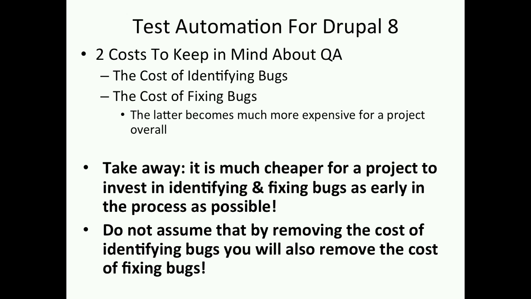Okay, the two costs, remember to keep in mind the cost of identifying bugs and the cost of fixing bugs. Unfortunately, in my experience, a lot of projects try to eliminate this part, the cost of identifying bugs. What that does is make the cost of fixing bugs a lot more expensive. If you just take away bug finding, you'll also take away bug fixing. Project manager logic. But as you can see, the latter becomes much more expensive. The cost of fixing bugs becomes much more expensive for the project overall.